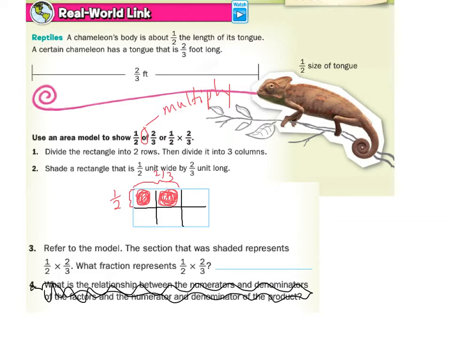So referring to this model, the section that was shaded represents 1/2 times 2/3. So what fraction represents 1/2 of 2/3? Well, if we look at all the pieces, there are 6 total chunks, and 2 of those 6 are colored in. But we all know that 2 and 6 can both be divided by 2, and so our final answer is 1/3. So let's take a look at some problems.